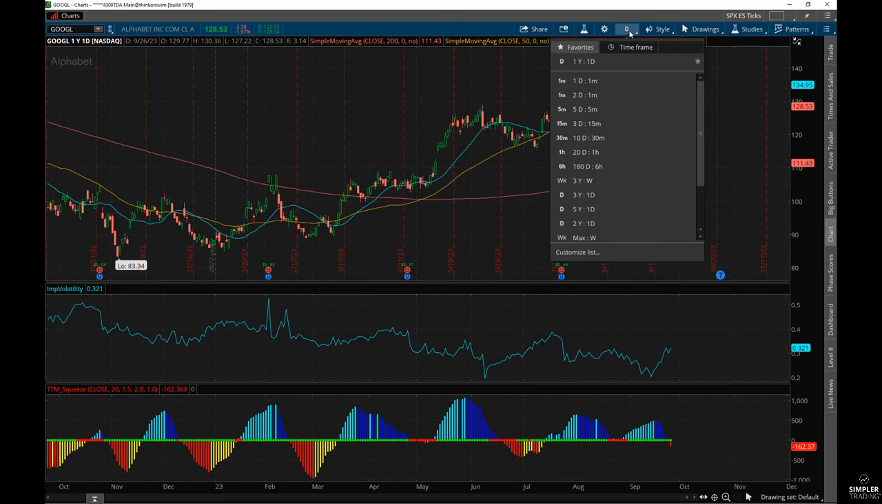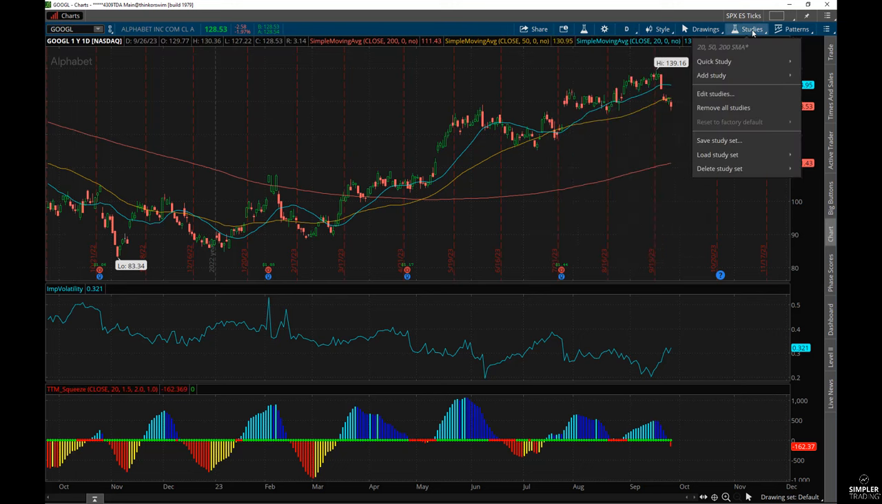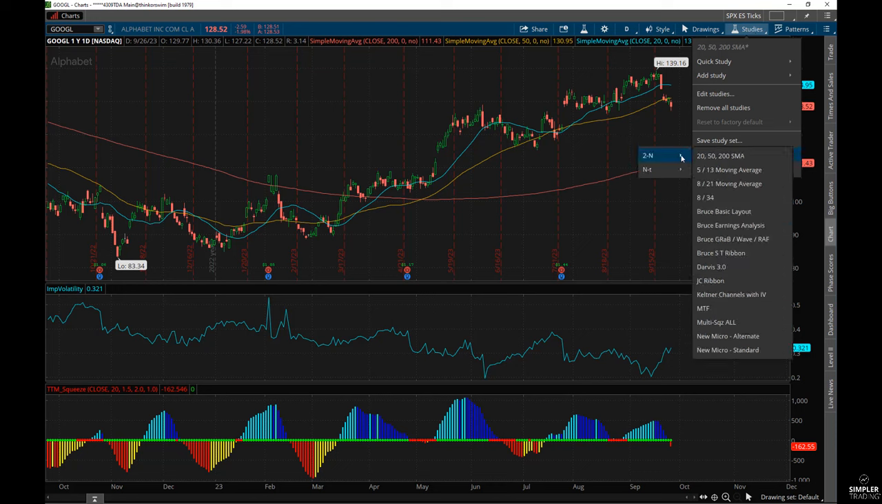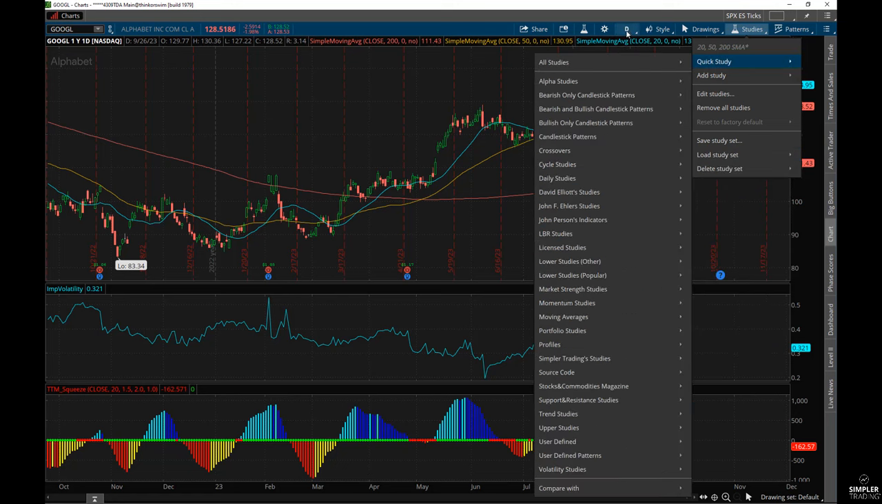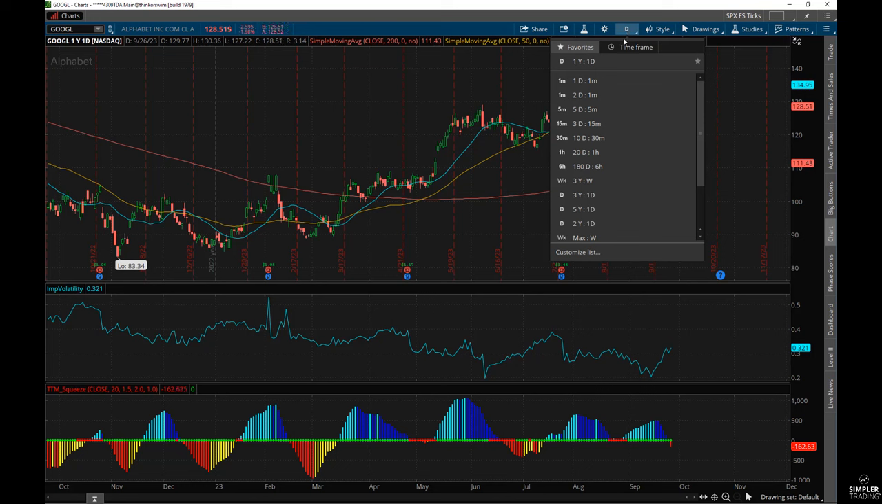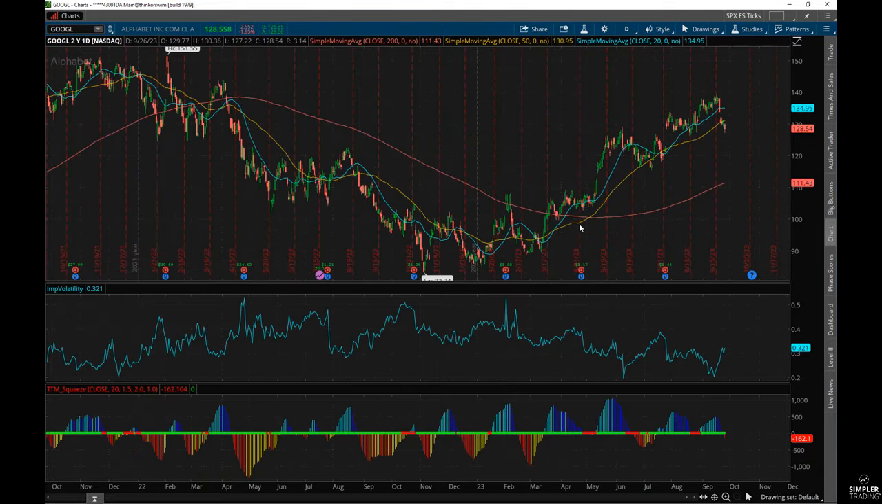And if we want to break it down, I told you over here under studies, I've got all of these different things that I want to look at separately. I don't want all these on top of each other. I want it to where I can look at it clearly. Over here on my time frame, I want to be able to toggle between different time frames very easily. So there's a 1 year, 1 day. There's a 2 year, 1 day. That really tells you at a glance what's going on with the market.